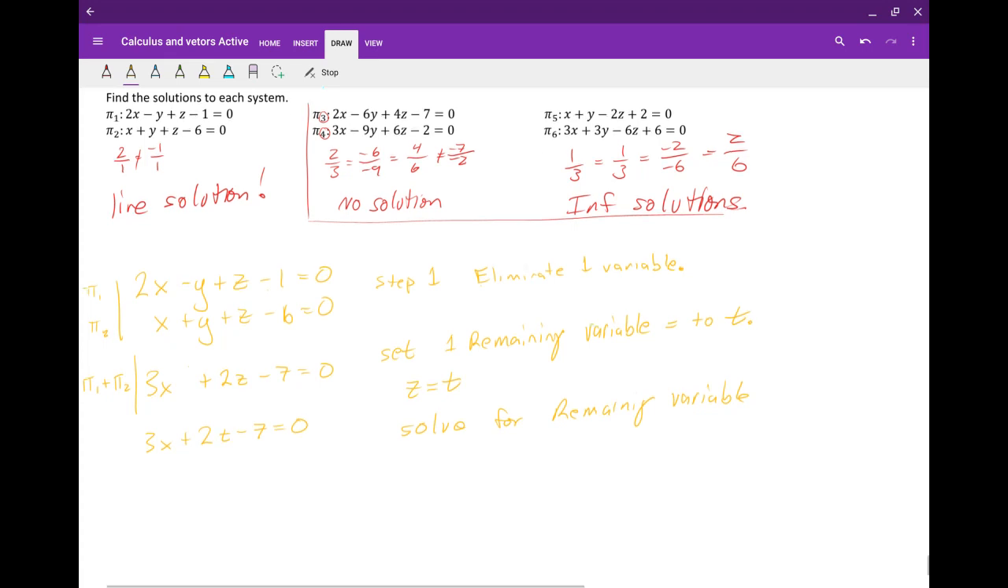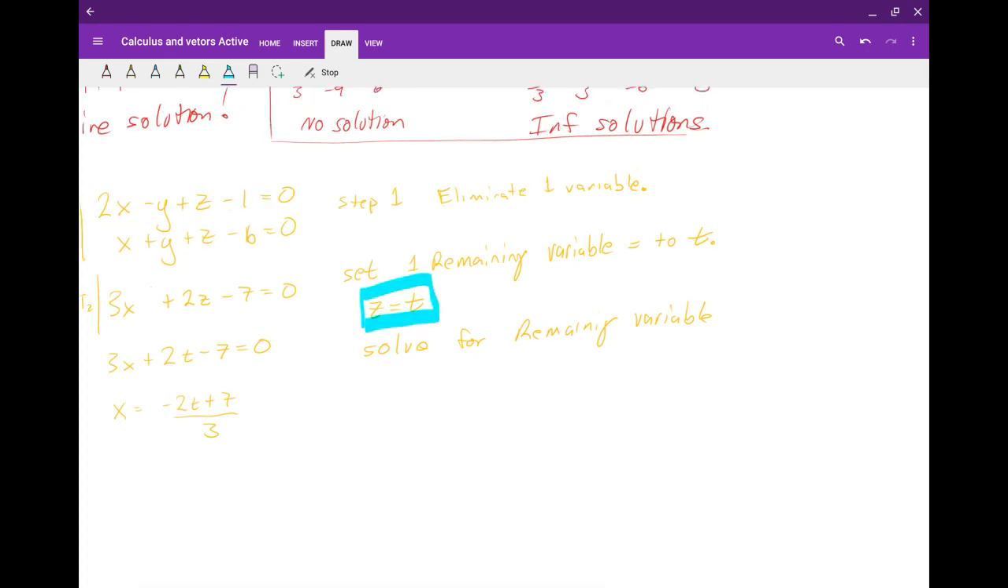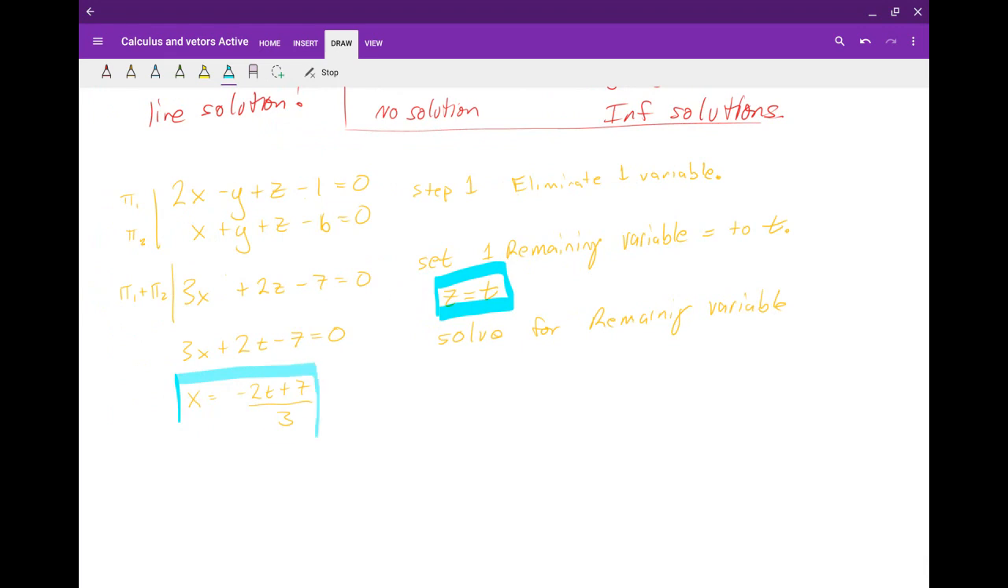Okay, so I'm going to solve for x. If I want to solve for x, I get x equals negative 2t plus 7, all of that over 3. I just went ahead and solved for x in this formula. Now you can take a look at what you've got. You've got this equation and this equation here. This is z in terms of t, and this is x in terms of t. Now, all I need is y in terms of t, right?